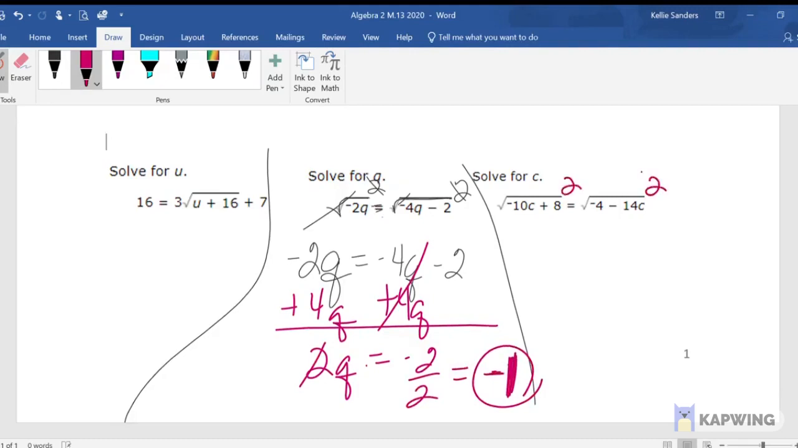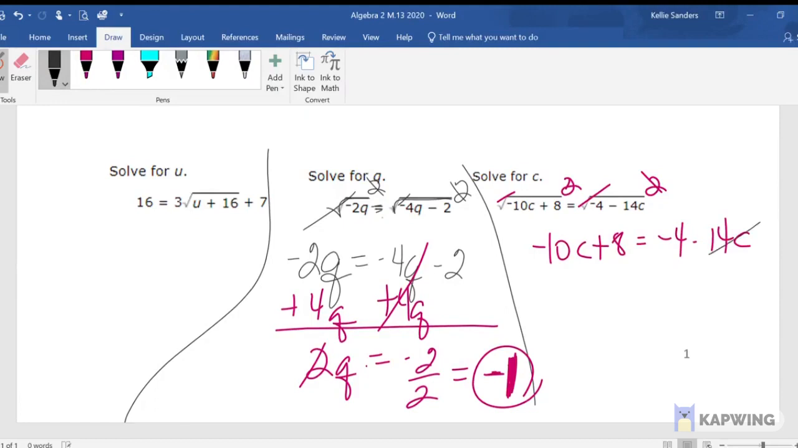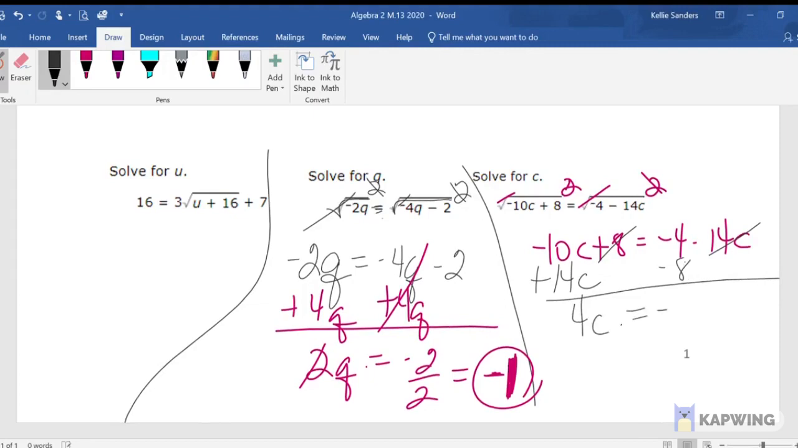Same thing. You square, and you square, and they go away, and you're left with -10c plus 8 equals -4 minus 14c. Let's move the 14c over here. So we move the 8 over here. -10 plus 14 is 4. -4, -8 is -12. Divide by 4, and you get -3. We are finished with Unit M.